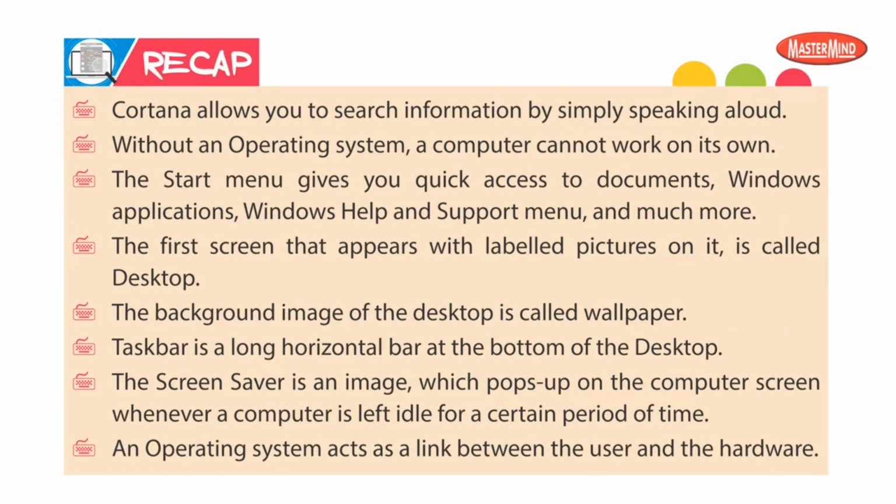Recap. Cortana allows you to search information by simply speaking aloud. Without an operating system, a computer cannot work on its own. The Start menu gives you quick access to documents, Windows applications, Windows Help and Support menu, and much more. The first screen that appears with labeled pictures on it is called Desktop. The background image of the desktop is called Wallpaper.